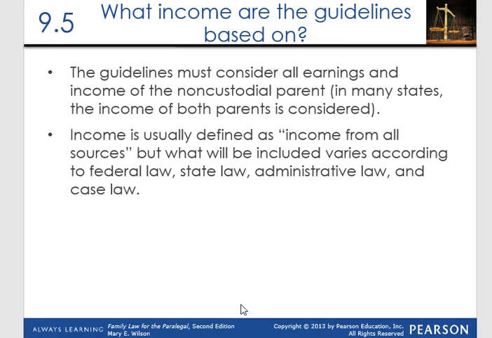What income are the guidelines based on? The guidelines must consider all earnings and income of the non-custodial parent. In many states, the income of both parents is considered. In Ohio, the income of both parents is considered. Income is usually defined as income from all sources, but what will be included varies according to federal law, state law, administrative law, and case law.